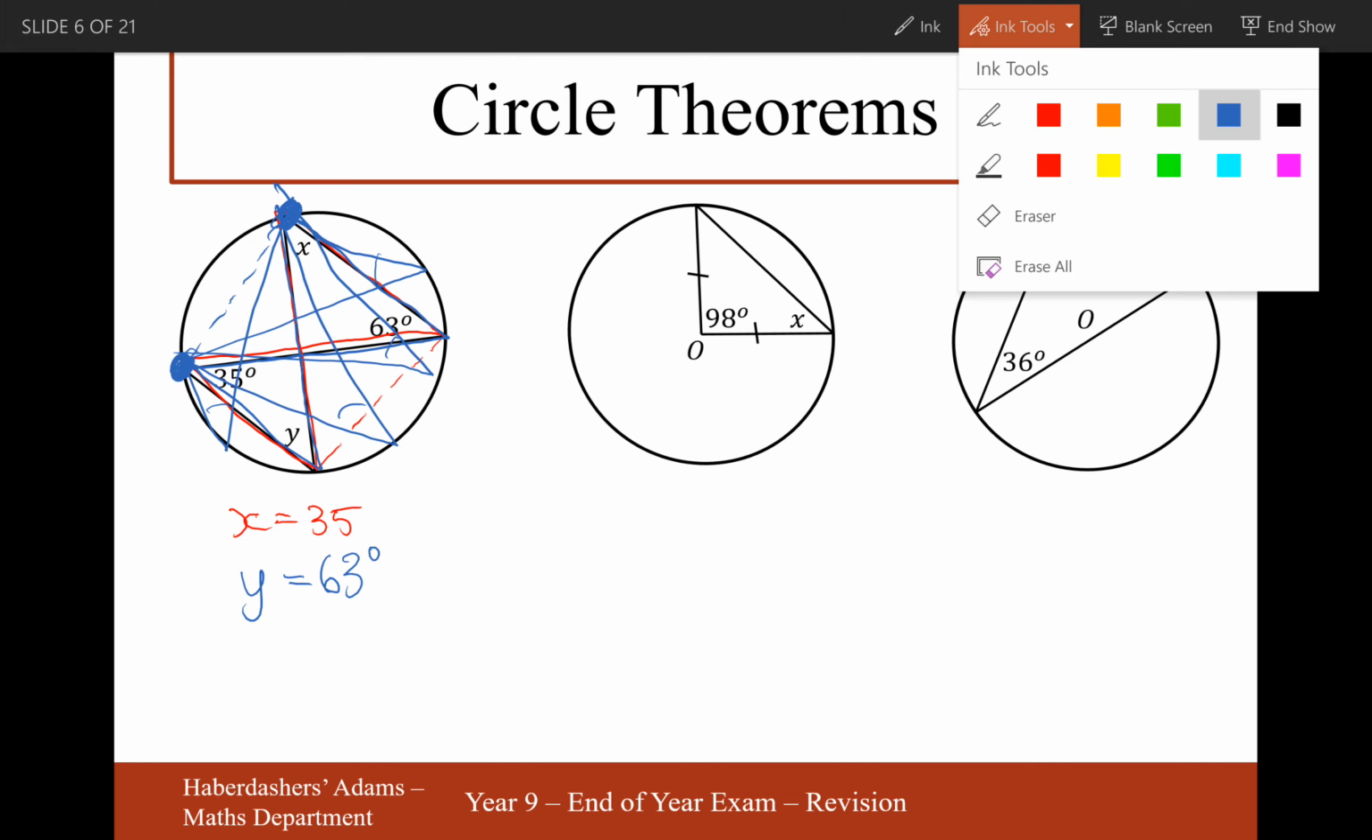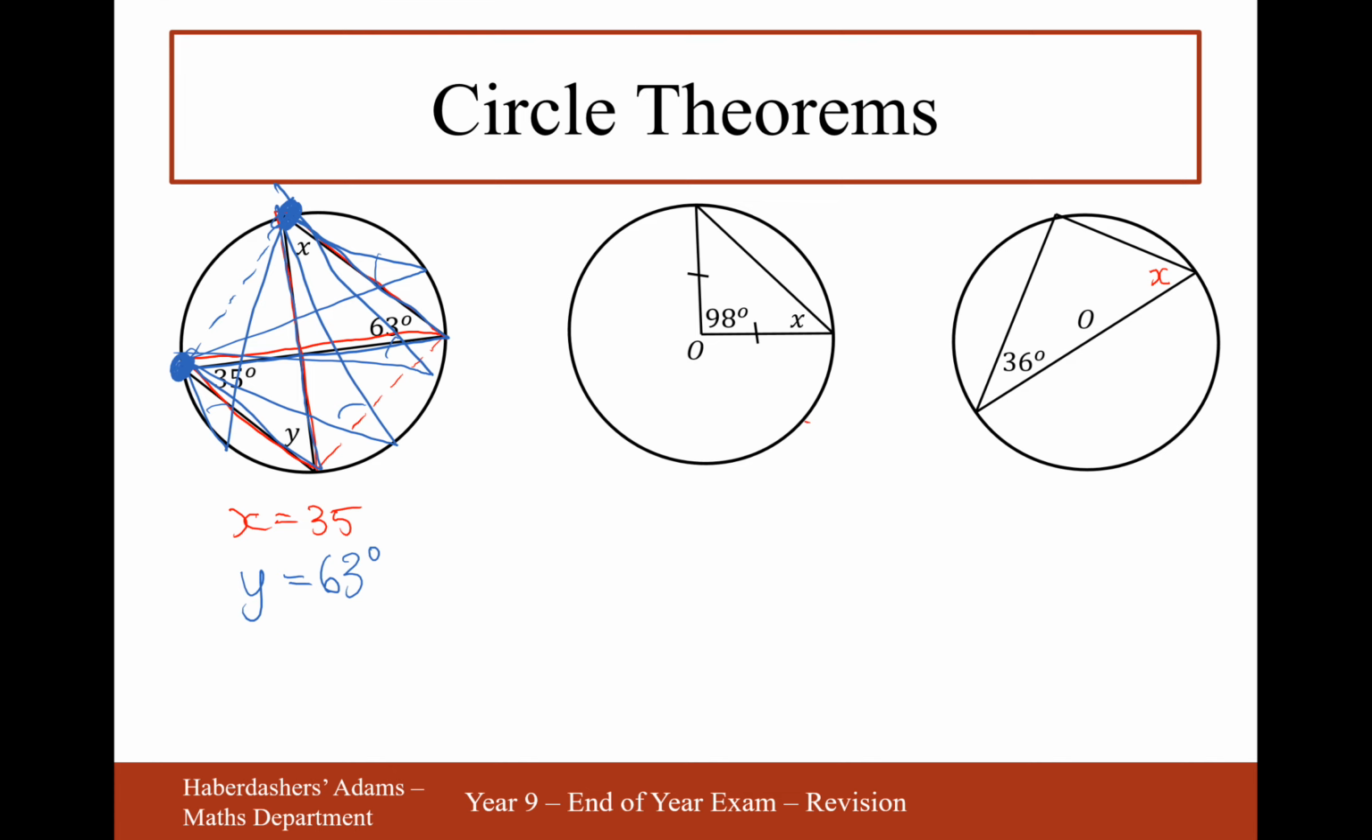Let's move on to the next one, and the next one is the isosceles triangle rule. In an isosceles triangle, the two angles at the circumference are equal, so that angle there is also x. And we know that angles in a triangle add up to 180. So the first thing I'll do is 180 minus 98, and that will give me 82. So I've got 82 degrees to share between these two angles. So it's going to be 82 divided by 2, which is 41. So 41 degrees is the answer for x in question 2.